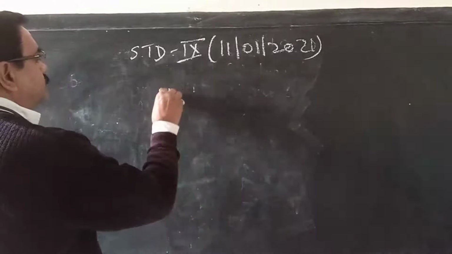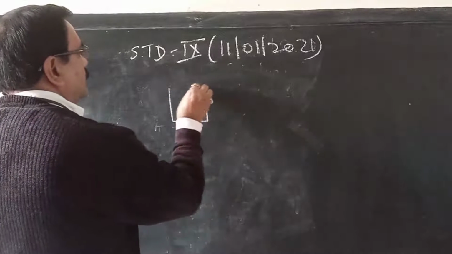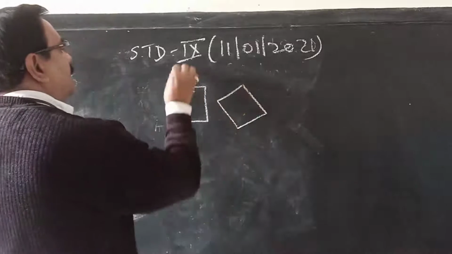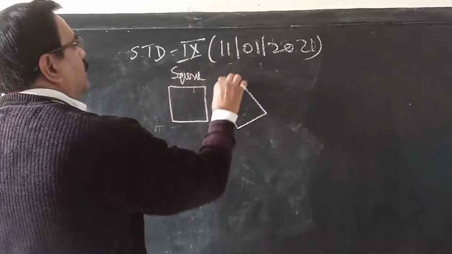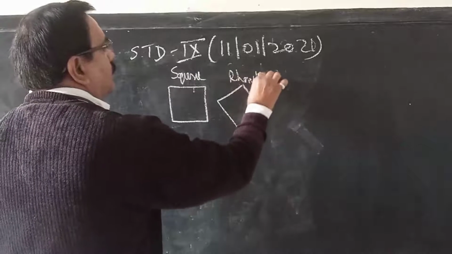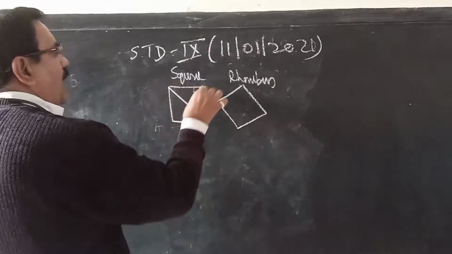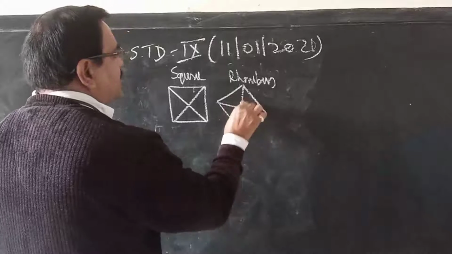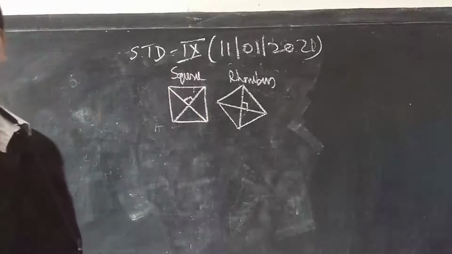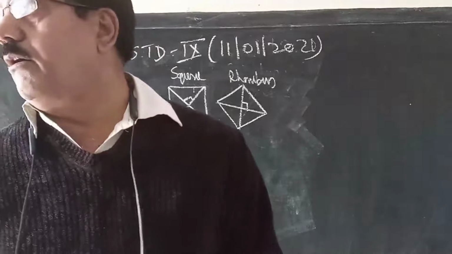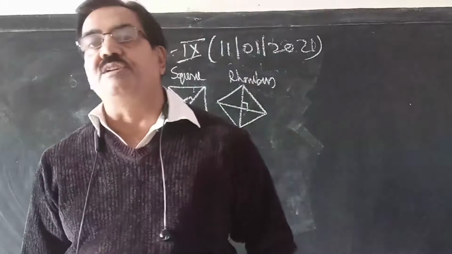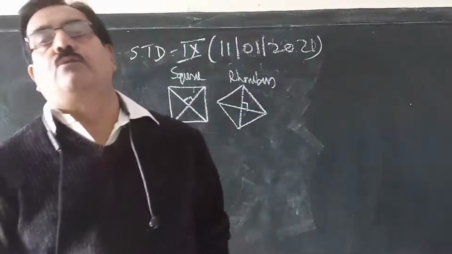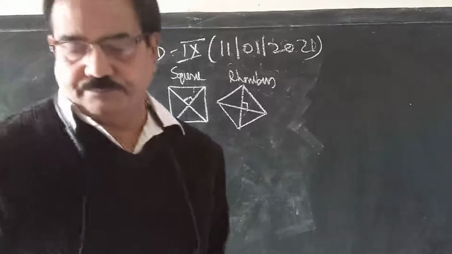Then, this is a square, this is a rhombus. Diagonals of a square and rhombus in both figures intersect at 90 degrees. It happens only in two cases, when it is a square or a rhombus. You follow this one?